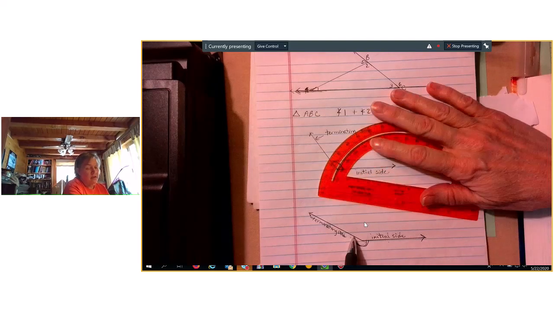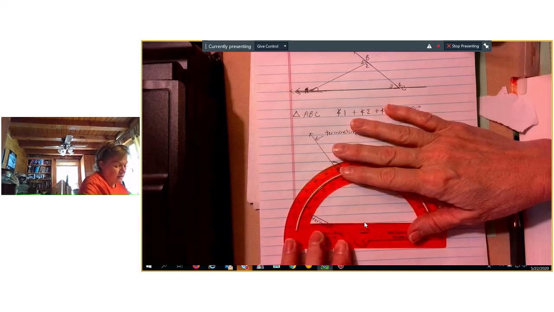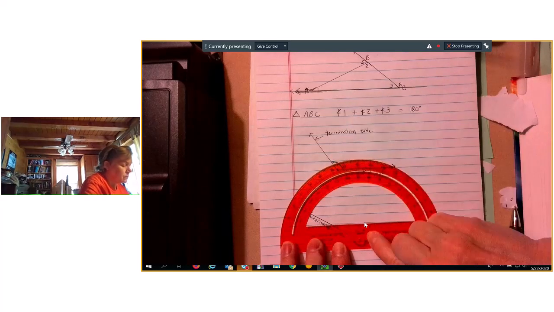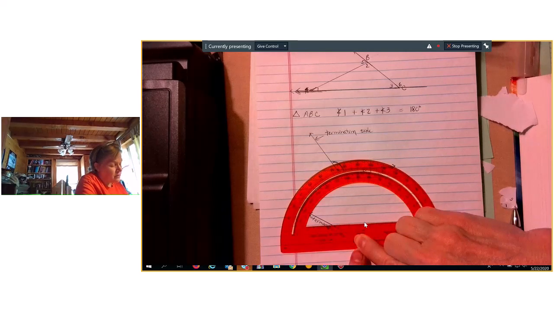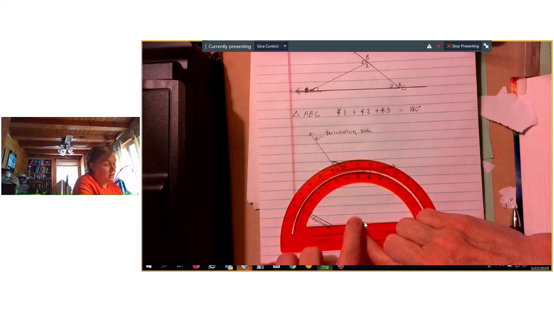Now, because I know I'm going this direction, I know that I'm going to have 180 degrees, and then I'm adding so many degrees to that. Or I know that if I go in a complete circle, I have 360 degrees. So if I actually read this going this direction, I'm at 150 degrees. So I'm going to say 360 minus 150.